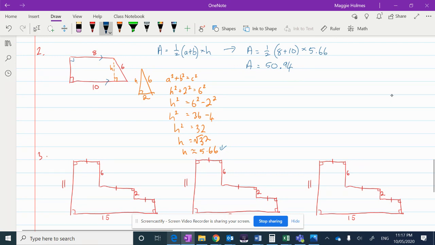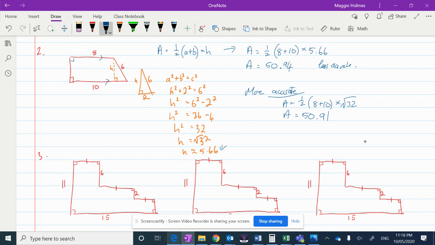So a more accurate, it's less accurate. More accurate would be to not round this value yet, so to leave this as root 32. So say the area is going to be a half outside of 8 plus 10 times square root of 32. And again, you can just put that straight in your calculator and it's going to give you 50.91. And again, we don't have units, so just say units squared. That's to 2 decimal places.